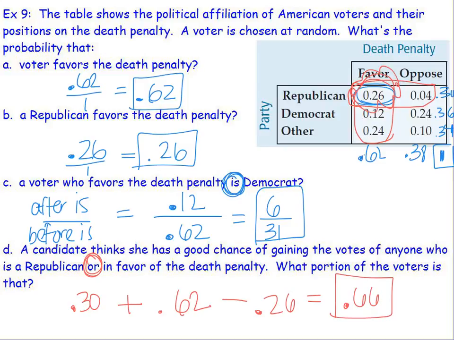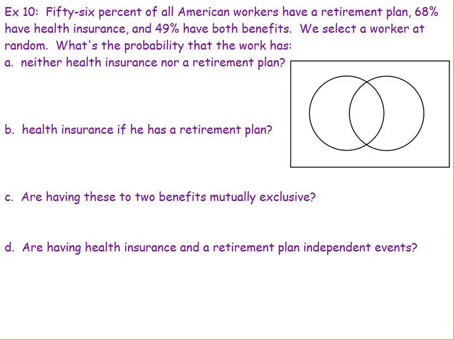All right, so we have two more. 56% of all American workers have a retirement plan, 68% have health insurance, and 49% have both benefits. We select a worker at random. What is the probability that the worker has, and we have some questions to answer. I'm giving you a Venn diagram. That should be your big clue that you are going to use a Venn diagram here. So what were our two options? They either have a retirement plan or they have health insurance.